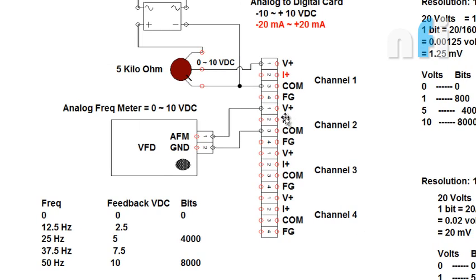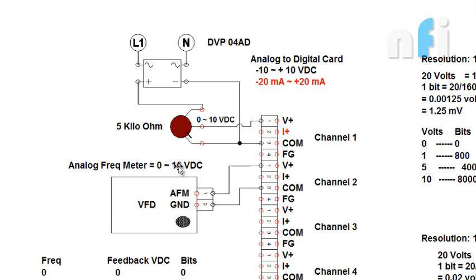In channel 2, similarly, we have connected a drive. Now if you know something about that, it is coming from AFM. AFM is your analog frequency meter, which gives you frequency feedback in terms of voltage, again 0 to 10 volt. Now you notice that this 0 to 10 volt is a very standardized signal.